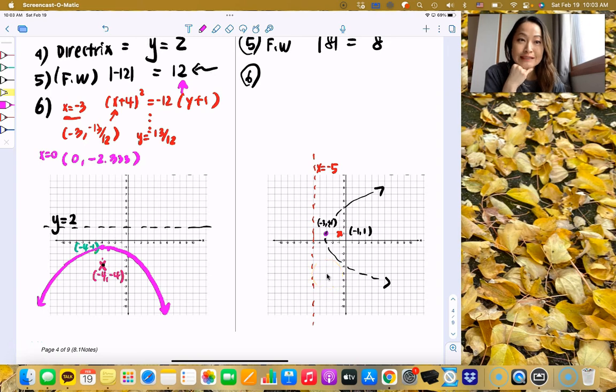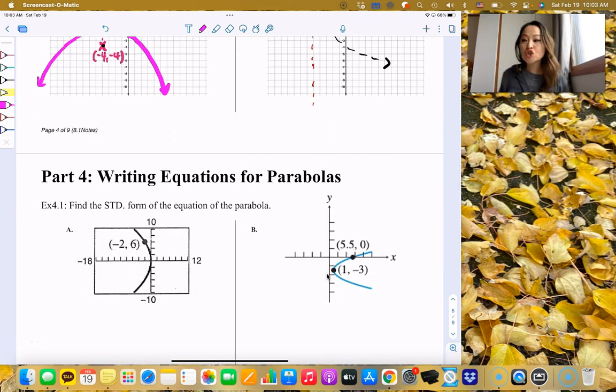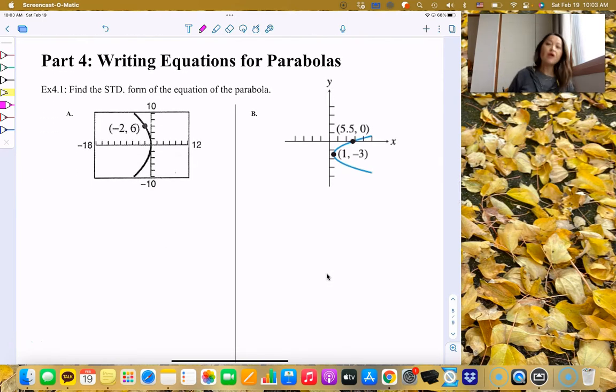Guess what, folks? This is the last video to explain to you what parabolas are all about. This is part 4, writing equations for parabolas. I'm going to give you the graph and you simply have to write it in standard form. Let's see how you do, okay? Part 4, writing equations for parabolas.